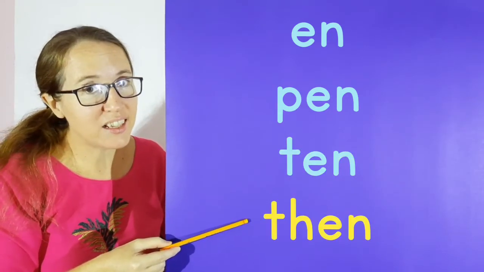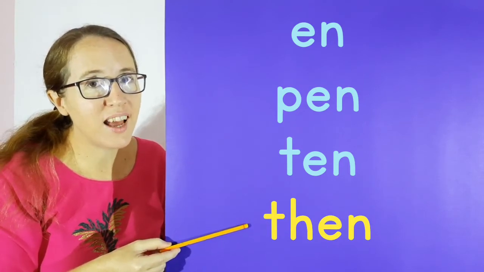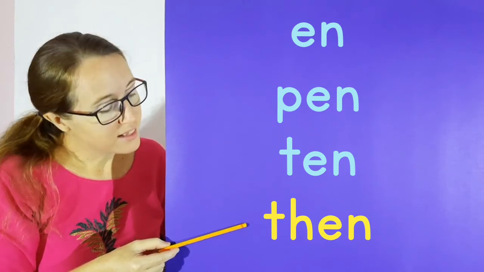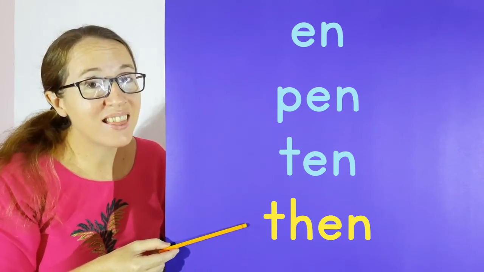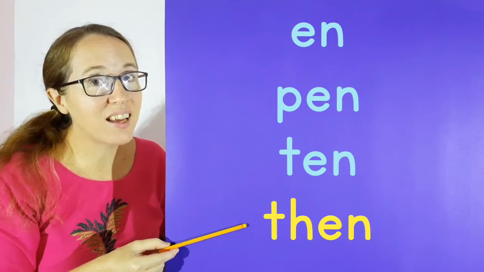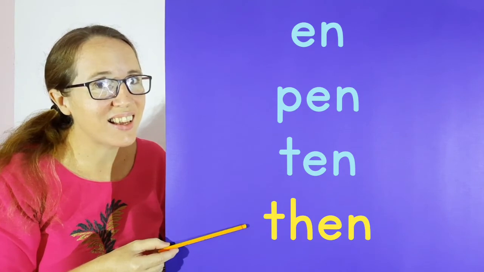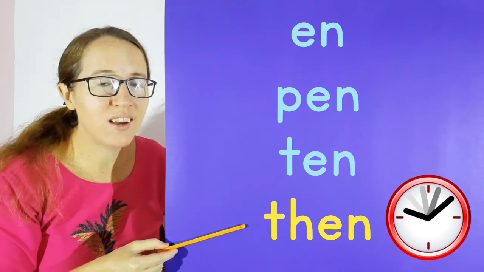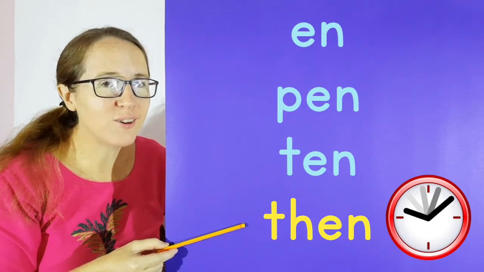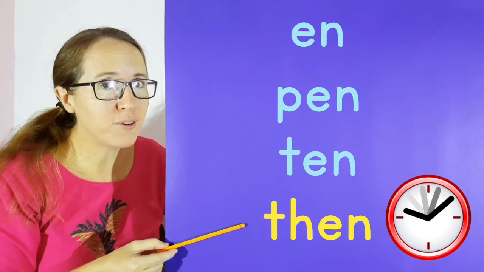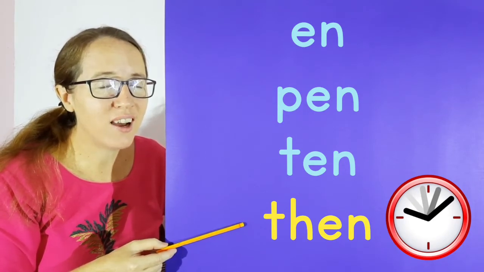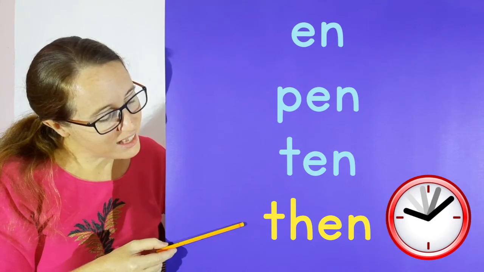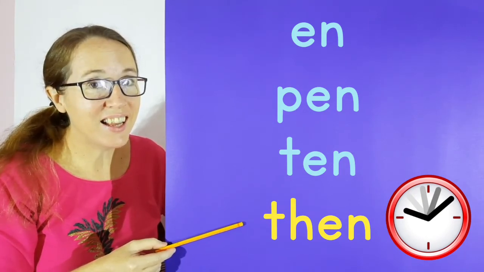What is the sound of TH? Th. We put our tongue between our teeth. This is the word th-en, then. Then means a particular time. We are talking about a certain time. Then I went to school. Then I ate my food. Then. Very good. Let's read again.